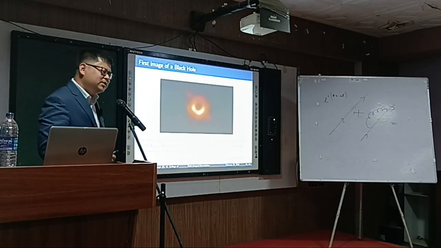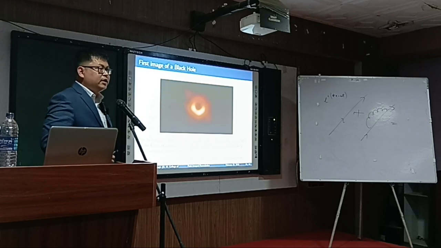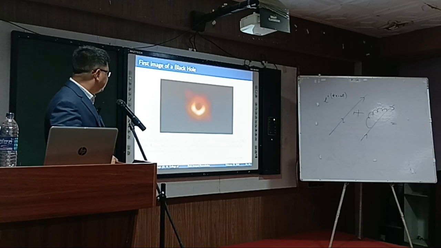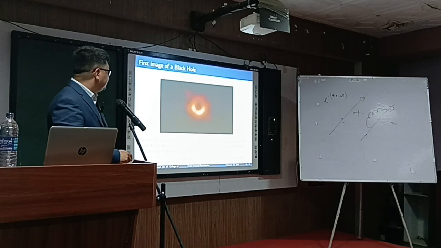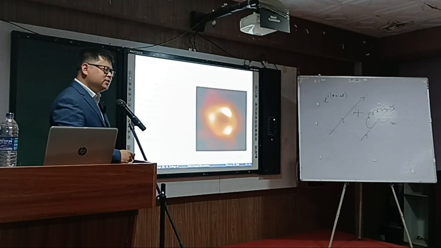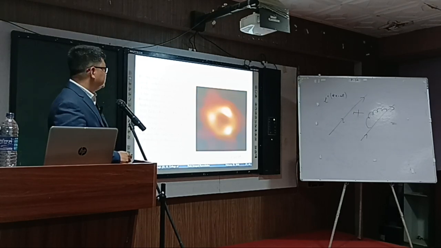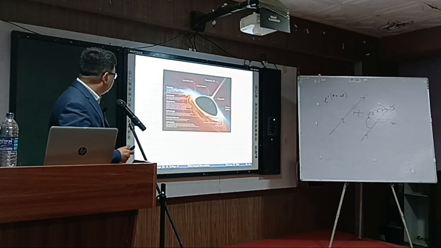And this is the first image of a black hole actually taken by the Event Horizon Telescope. This was released in 2019. So this was the first direct detection of black holes. This was the image of the black hole at the center of the galaxy M87. And this is the image of the black hole at the center of our Milky Way galaxy, that we call Sagittarius A star. This is an actual image of the supermassive black hole at the center of our Milky Way galaxy. And what is a black hole?